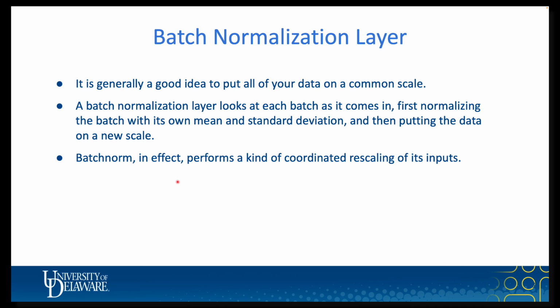Batch normalization. It is generally a good idea to put all your data on a common scale. A batch normalization layer looks at each batch as it comes in, first normalizing the batch with its own mean and standard deviation, and then putting the data on a new scale. Batch norm standardizes layer inputs during training, helping speed up convergence and reducing internal covariate shift.